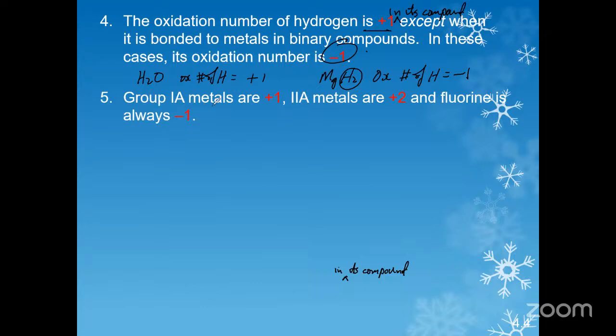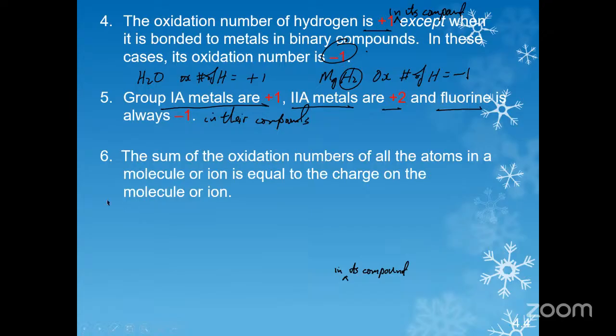Rule number 5 deals with different groups, and again, these are all in their compounds, so let me add that here just to be complete. For group 1A metals, if they're combined with something else, then the oxidation number is always +1. For group 2A metals, the oxidation number will be +2 if they're combined with other elements. And fluorine is very unique because if it's bonded to anything, its oxidation number is always -1. So those are rules that are specific to different elements. Let's see what's next.